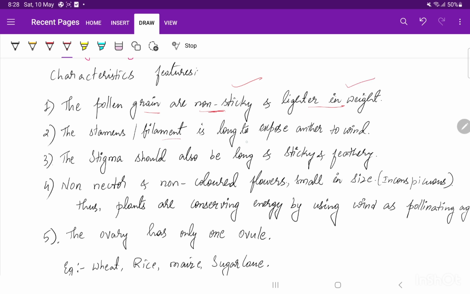Next, the stamen or filament are long and exposed to wind. If they are long, they are easily swept by the wind and move. If they are short, they don't move easily. If they are long, they move easily in the wind, so that pollen transfers from anther to stigma. Next, the stigma should also be long, sticky and feathery. Stigma should be long so that it can catch the pollen which comes with the wind, and sticky so that it can attach the pollen easily, and feathery. If it is feathery, it will catch easily.